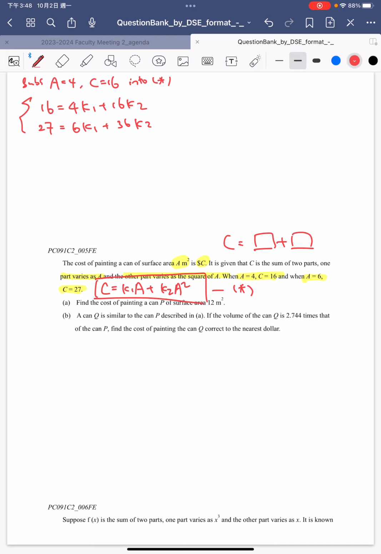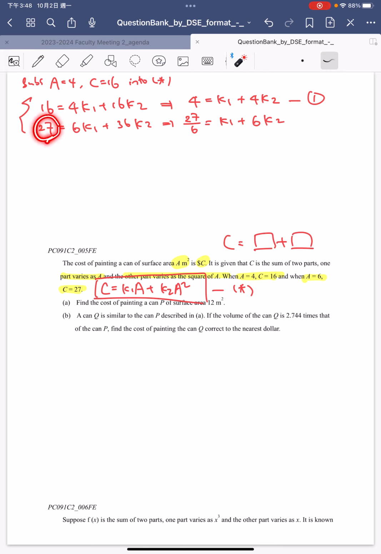So now we can do some simplification first. For example, we can take 4 out as the common factor to get 4 is equal to K1 plus 4K2. So this can be our first equation. For the second equation, to make 6K1 become K1, the easier way is just to divide by 6, isn't it? So we have 27 divided by 6 is equal to K1 plus 6K2. Because 27 is not a multiple of 6, we just write it in fraction form. And 6K1 divided by 6 gives you K1, 36K2 divided by 6 gives you 6K2. Then this can be our second formula.